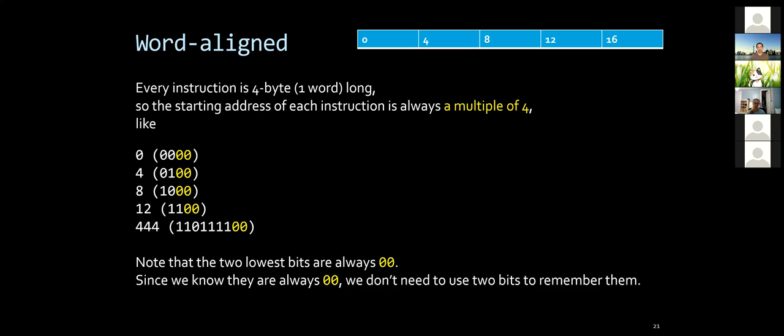So the question for you: why wouldn't you want to jump into the middle of the instruction? Any ideas? So why can't I jump into address 2, for example? What would go wrong if I do this? Well, Sam has the right idea, but I want something a little bit more concrete. Yes, you're lost, but why are you lost?